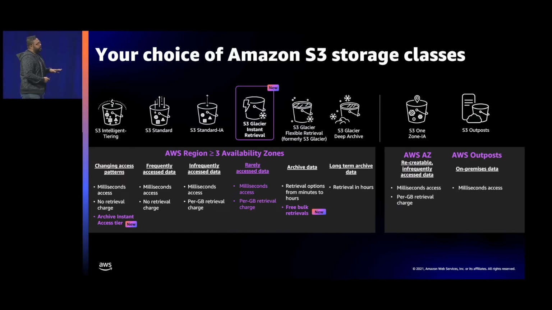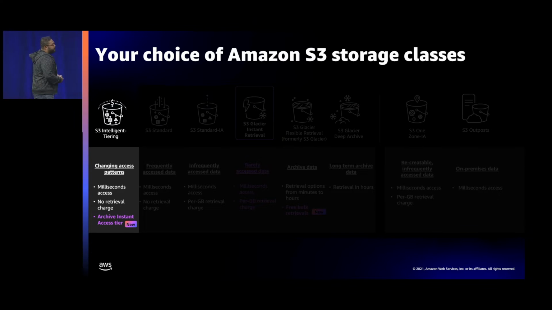So I want to start by talking about S3 Intelligent Tiering. S3 Intelligent Tiering is the only storage class in the cloud that delivers automatic storage savings based on your access patterns. When you have objects within S3 Intelligent Tiering, it automatically tracks your last access for those objects and sends them to infrequent access tiers and archive instant access tiers to give you storage savings when you don't need instant access for your objects.